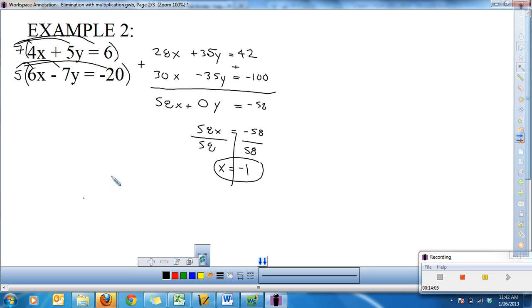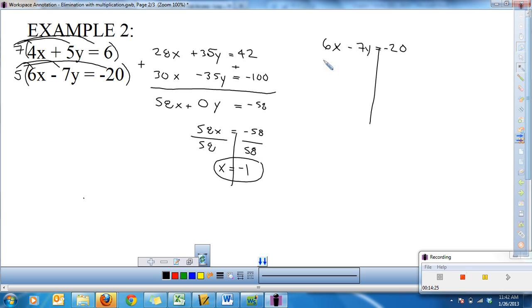Once I have x, I can go ahead and solve for y. You can use either of these equations to solve for y. Last time we used the first one, so I'll use the second one this time. I'm going to use the original equation. 6x minus 7y is going to be equal to negative 20.